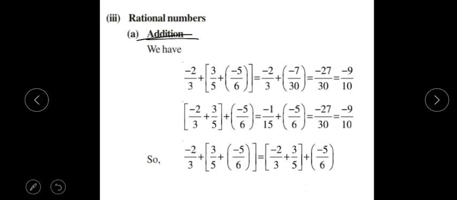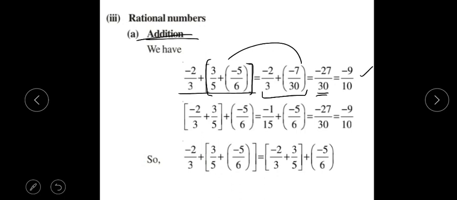Now we know how to add rational numbers, so we can easily see that if these three numbers are given to us and the bracket is here, we will add these first two numbers first, 3 by 5 plus minus 5 by 6. So it would result in minus 7 by 30. Now we will add minus 2 by 3 and minus 7 by 30. The answer is minus 27 upon 30, which can be written in the simple form as minus 9 by 10.